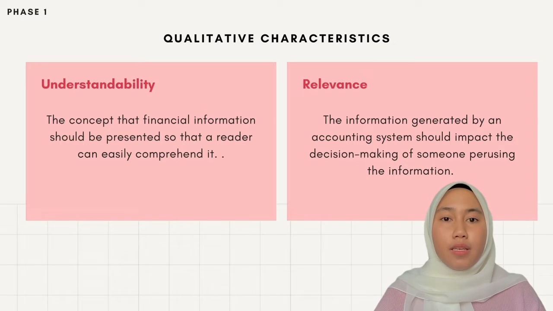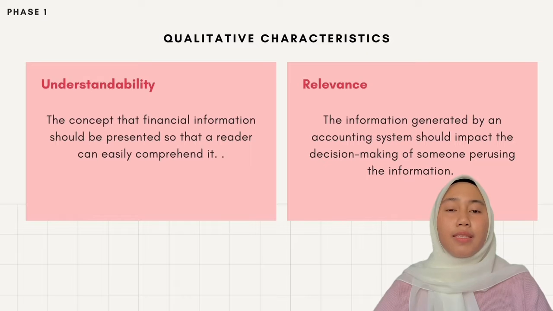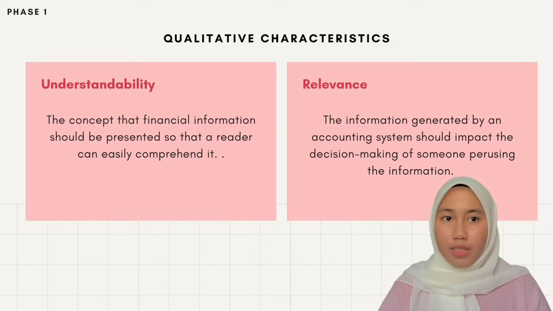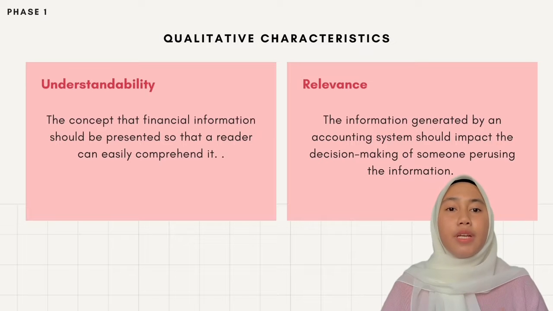Qualitative characteristics are the attributes that make the information provided in financial statements useful to users. The first one is understandability. The concept that financial information should be presented so that a reader can easily comprehend it. The information should be complete, concise, clear, and organized. For instance, Ahmad can use charts or tables to give information about his company instead of using text that is more boring. The last one is relevance.